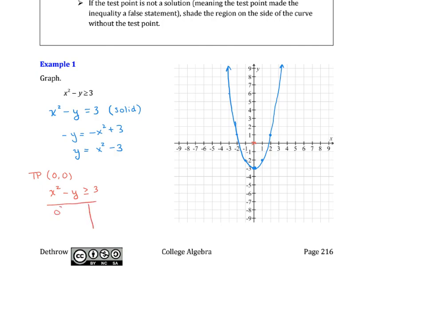So we have 0 squared minus 0 is bigger than or equal to 3. That 0 is bigger than or equal to 3. That's clearly false. So that means we are not going to shade on the side of our test point. We will shade outside.